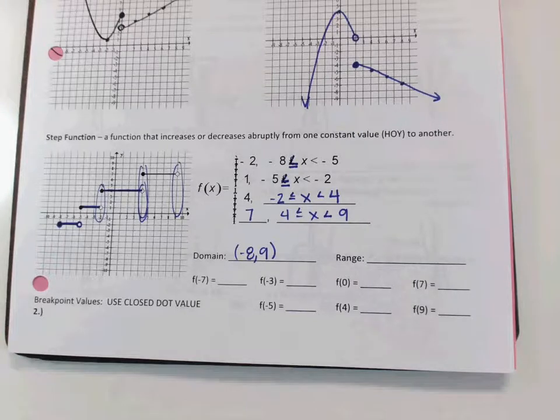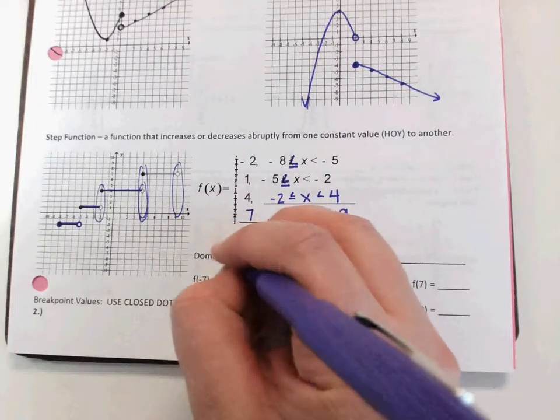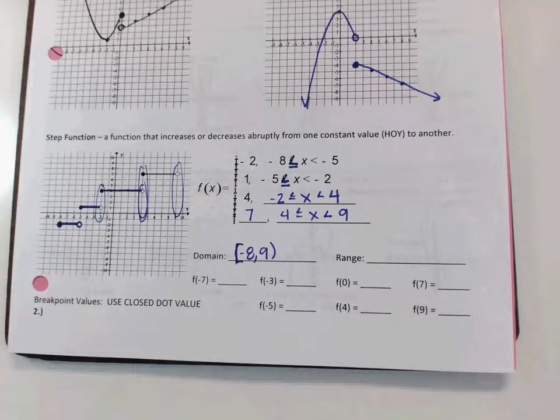What do I need to fix? The way I wrote it. The bracket on the -8. -8 needs a bracket. Now, does 9 need a bracket as well? No, because 9 stayed open.